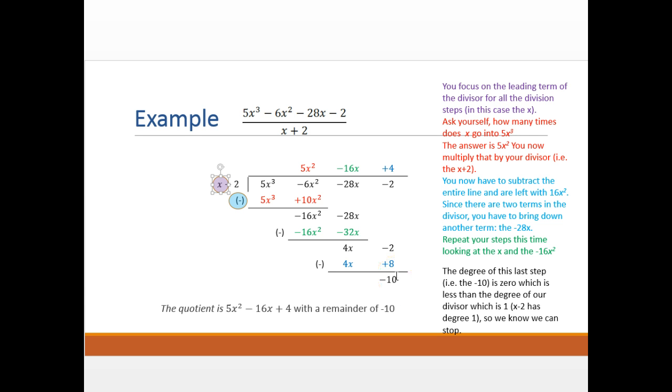Question is, how do we really know when we're done? Well, we look at the x plus 2. X plus 2 is a binomial of degree 1 because the x has an exponent of 1. Whenever this thing down here gets less than that degree, we stop. Negative 10 is a constant term, which means it's degree 0, so we are now done. We don't have to divide anymore. That means that the quotient is this up here, the 5x squared minus 16x plus 4, and the remainder is negative 10.